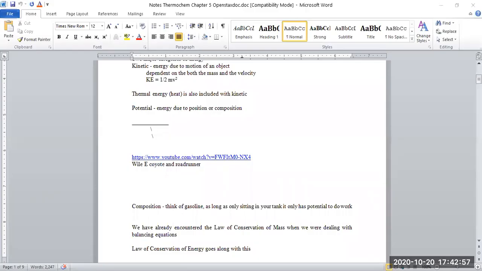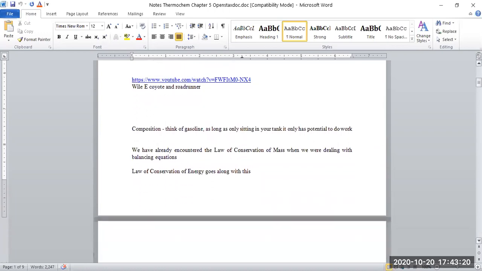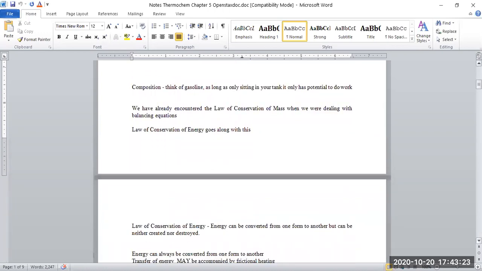Let me shut my extra files so we can talk about thermochem. So we did just a little bit of the thermochem last week. I'm losing track of my days. Yeah, it's Tuesday, isn't it? We talked a little bit about the kinetic, the thermal, and the potential energies. We kind of sort of watched the Roadrunner video.